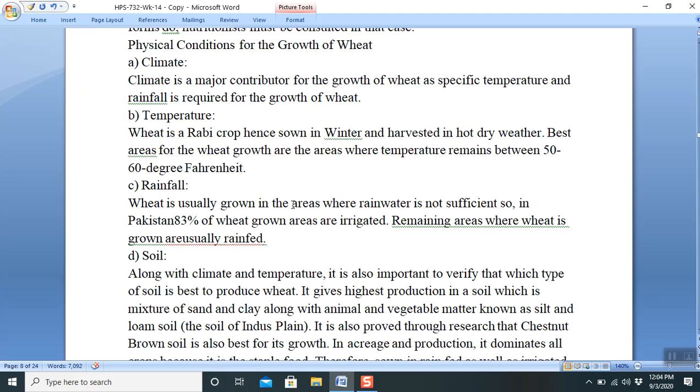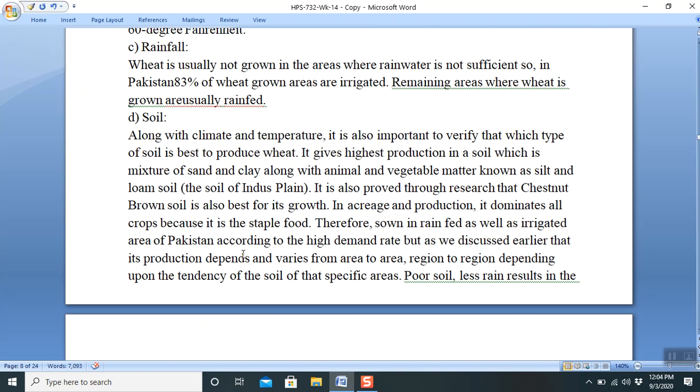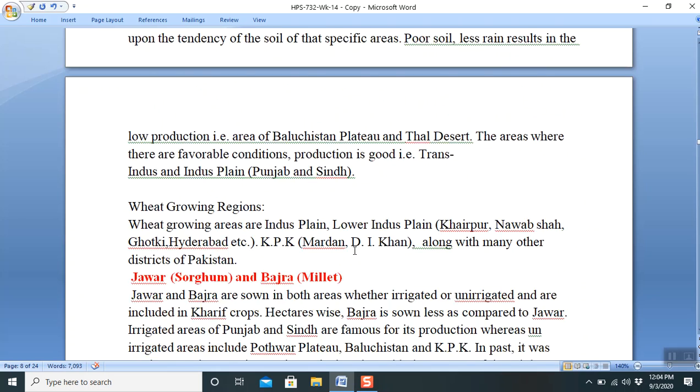Wheat is usually grown in areas where rainwater is not sufficient. So in Pakistan, 83% of wheat grown areas are irrigated. The remaining is usually not grown. In areas where there is a shortage of water, wheat cannot be grown. Fine. So the areas we have already discussed, the soil of the Indus Plain and the areas of Punjab mostly are important for the wheat.